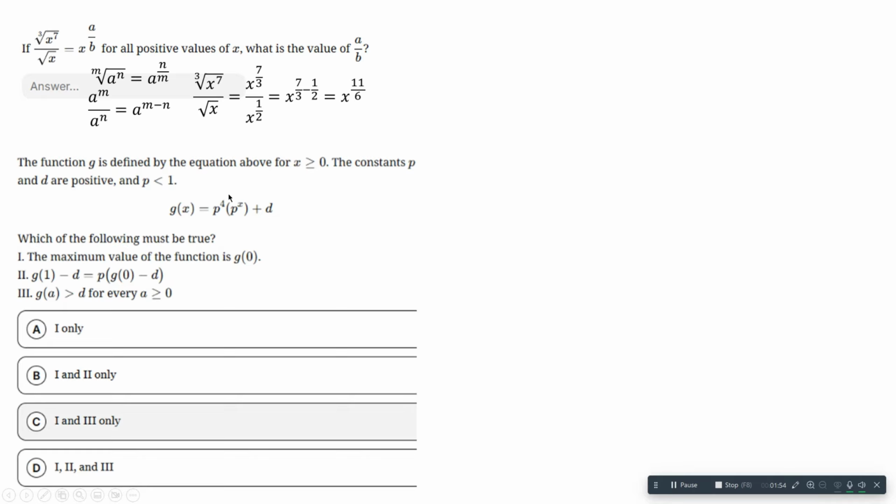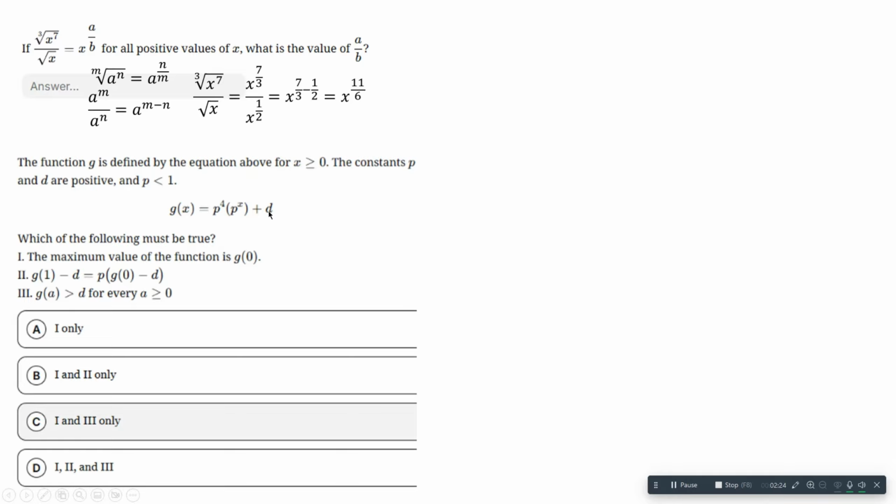Then the remaining term is p to the 4 times p to the x. If x equals 1, p to the 4 times p to the x equals p to the 5, and g of 0 minus d equals p to the 4 times p, also p to the 5. Therefore, 2 is also true.